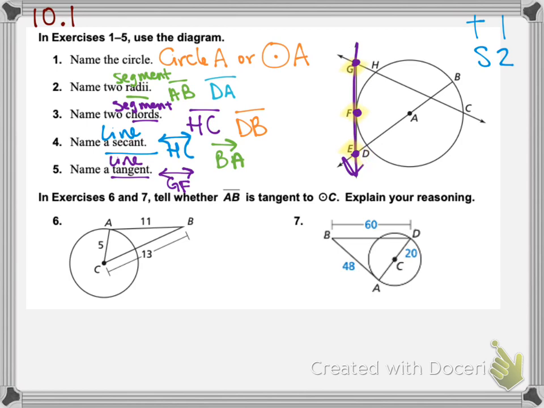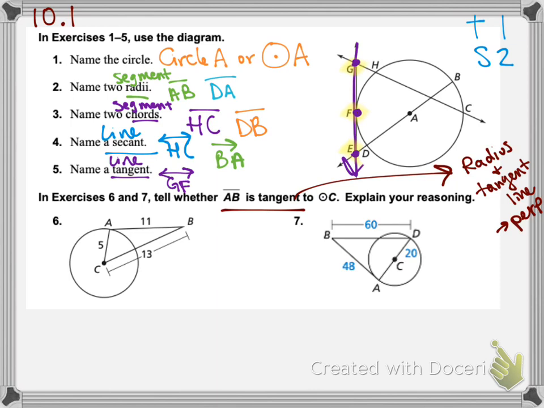Number 6 and 7, tell whether AB is tangent to circle C. Explain your reasoning. In order for a line to be tangent, I'm going to write off to the side, the radius and the tangent line must be perpendicular. So that means they intersect and form 90 degrees.